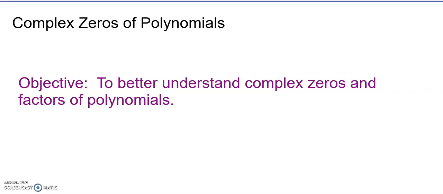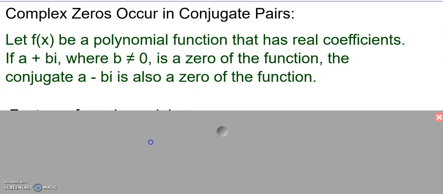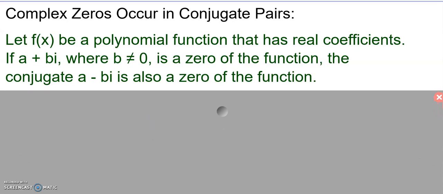All right, you guys, we're talking about complex zeros of polynomials. What would make a zero complex? That's something I want you to think about. So first things first, let's make sure we understand our first theorem, that complex zeros occur in conjugate pairs.